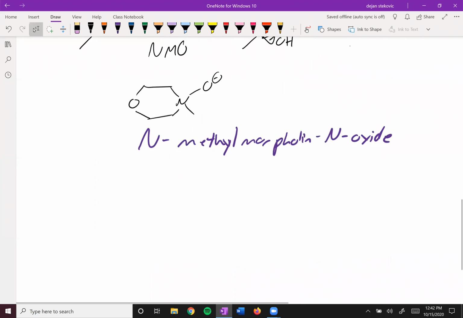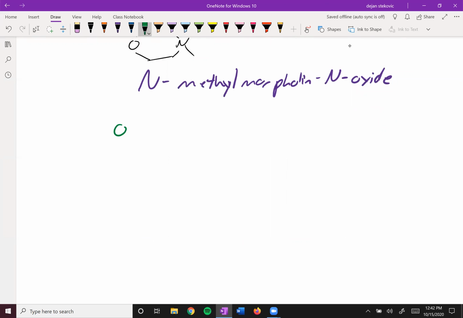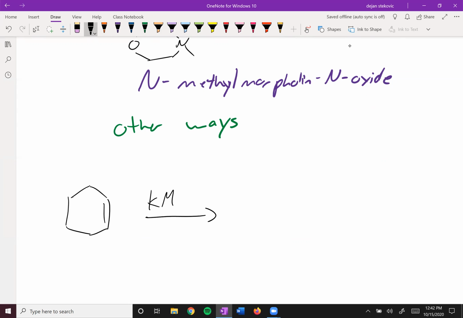There are other ways to do this syn addition, not using osmium tetroxide. So we can take our alkene here and we can add some potassium permanganate, KMnO4, along with some sodium hydroxide. But you have to do this under cold conditions, low temperature conditions, and you'll get the syn addition.